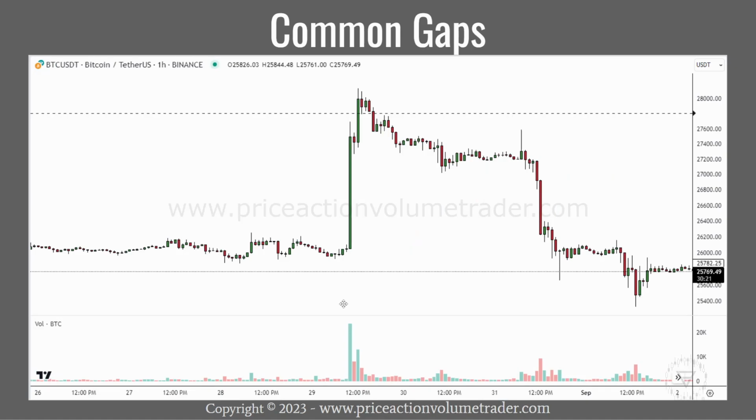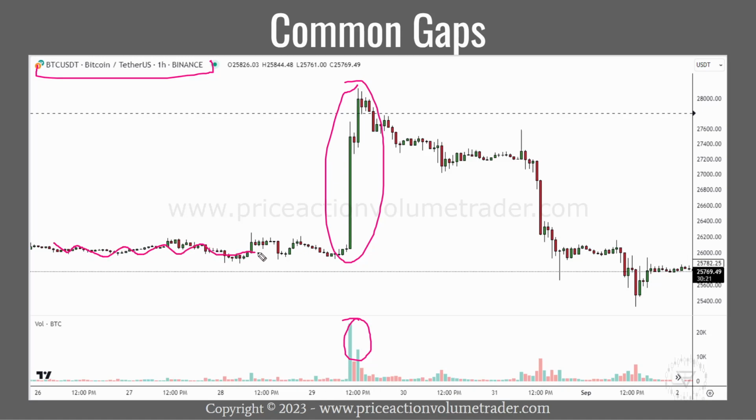Then we have common gaps, which again, this is what we talked about. This is the Bitcoin 1-hour chart. This was based off of ETF news that came out. And you can see the same thing, Bitcoin the last few weeks has been very sideways, just trapping traders within a range's extremes. And in this case, we had a very low volume, low liquidity environment.